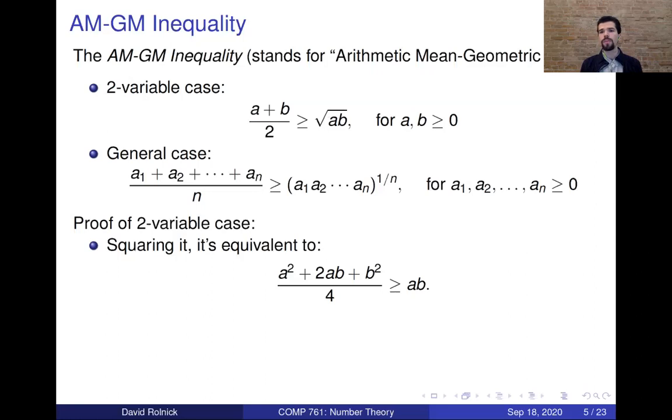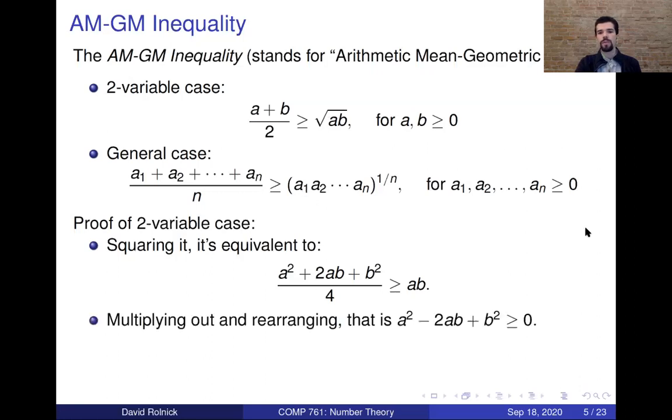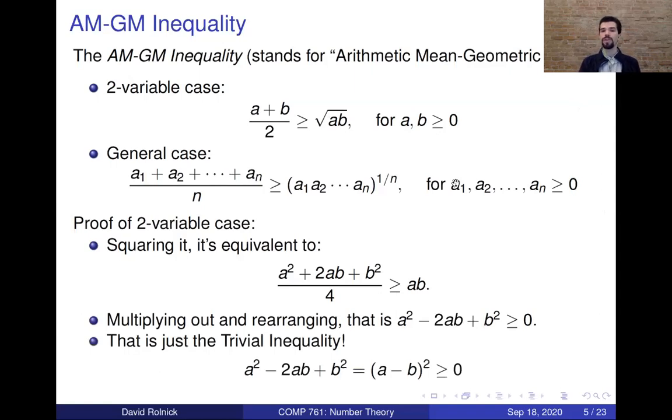Yes, you can multiply by 4. And what would happen after you multiply by 4? It's a bit of rearrangement you could do. So if you multiply out and then you rearrange, you get a squared minus 2ab plus b squared is greater than or equal to 0. And that, as some people are commenting, is just the trivial inequality, which is (a minus b) squared is greater than or equal to 0. So the trivial inequality is not that trivial. It actually lets you prove AMGM, which will turn up a lot.